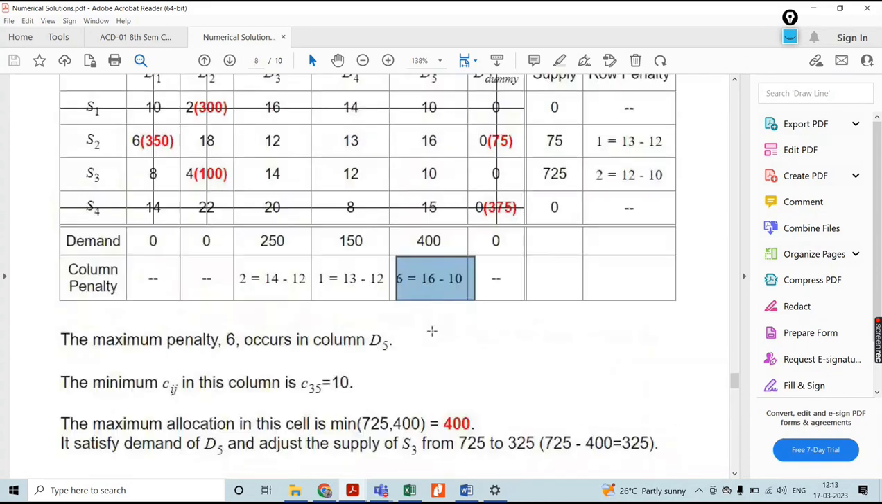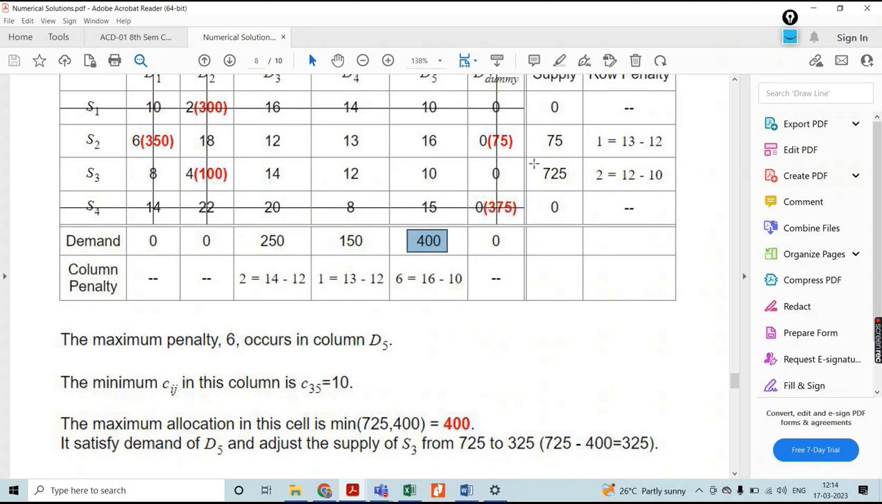Then total availability is how much? 725. Among this 725, you are going to allocate 400 at a rupees of 10. How much is left? 325 is left. Got my point? Because among this, 10 is the least cost, I allocate this 400 to this 10.